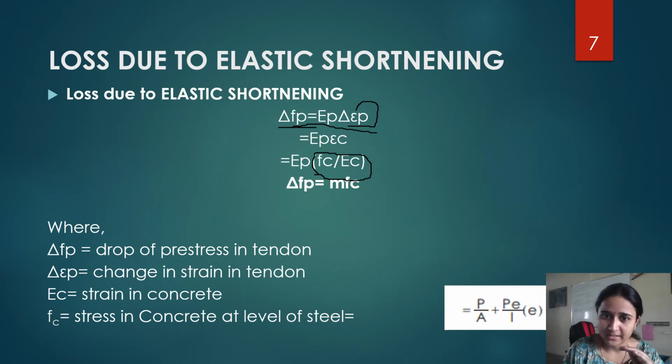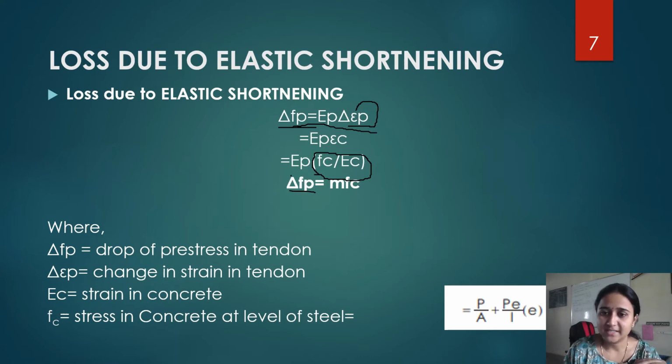Suppose we have applied 150 kilonewton per meter square of stress in that particular tendon, and because of this elastic shortening there is a 5% loss. So that drop of 5% is Fp. And what is Fc? That means stress in concrete at the level of steel.